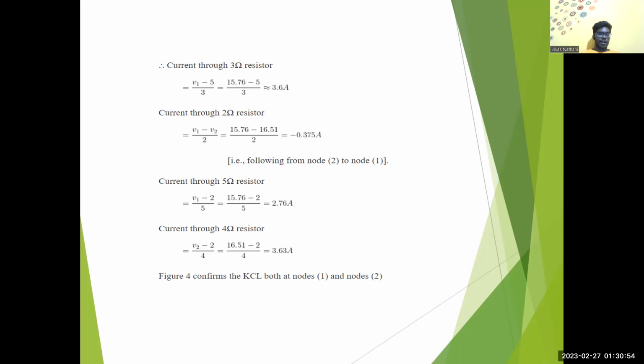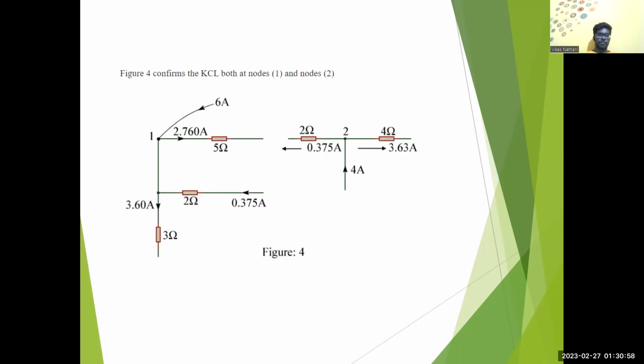Figure 4 confirms KCL at both nodes 1 and 2. This is the diagram of figure 4, with nodes 1 and 2, the 4 ohm resistor, 0.375 amp current, 3.645 amp current, and the 4 amp current.